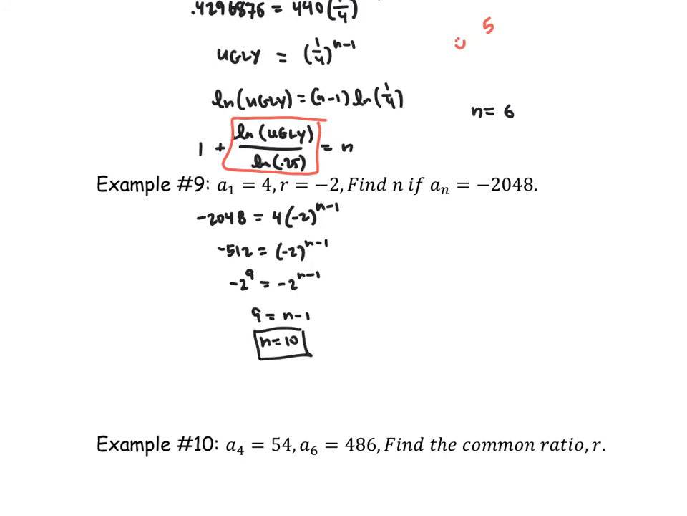Okay, if you needed a calculator or some help here to go from -512 to -2 to the 9th, you should start playing more 2048 or, yeah, I don't know. Okay, let's continue.